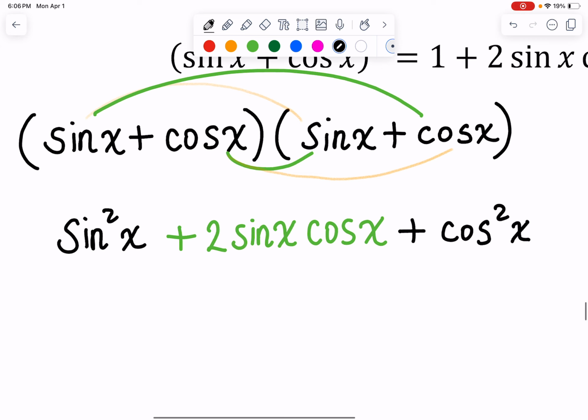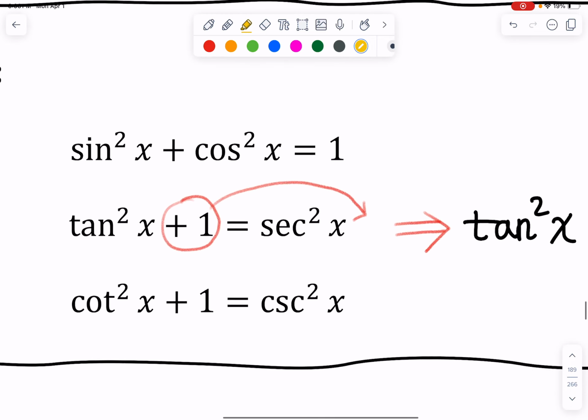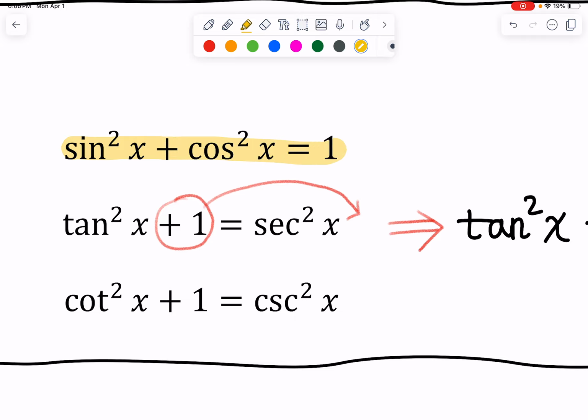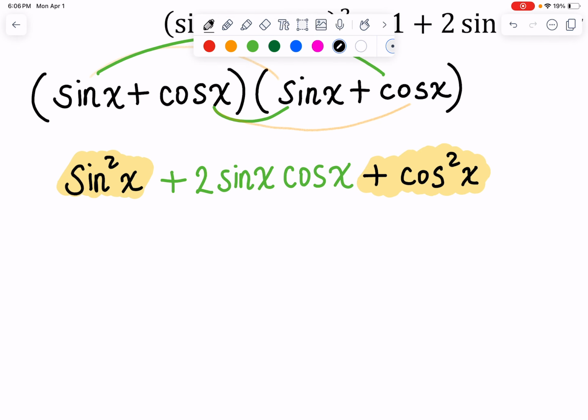Now, I want to point at these two things here for you, okay? What is sine x squared plus cosine x squared? I'm going to zoom out and show you the first line of the Pythagorean theorem. Sine squared x plus cosine squared x is equal to 1. So these two yellow highlighted terms add up to 1, right? So I'm going to put 1 right there, and I'm just going to bring that green plus 2 sine x cosine x down.